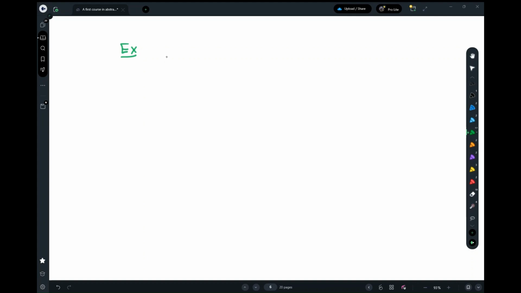So, for example, we have that R star. This is the reals except 0. So all the non-zero reals under multiplication. Then this satisfies G1. Is it associative? Yes, A times B times C. This is the same as A times B times C.